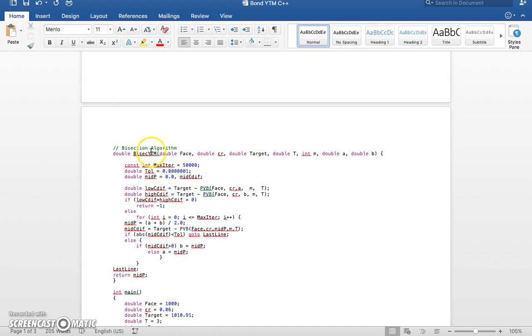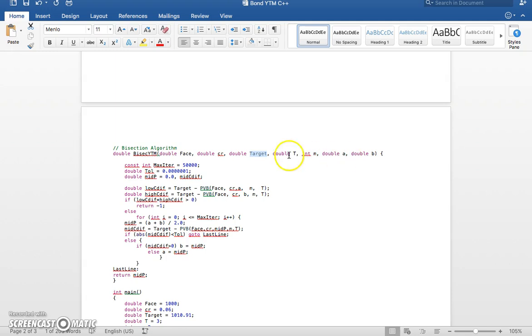maturity function. Let's set out a command and give it a name, bisection yield to maturity. Let's take the face, the coupon rate, the target. Now the target here just represents the 1,010.77. It's the market price of the bond, so the present value of the bond or the market price observed today. So it is a target, and T is the maturity, M is the frequency of the coupons, and A and B are the initial guesses for the discount rate.